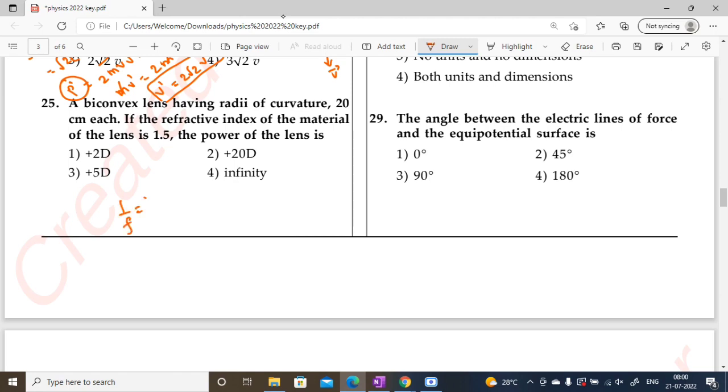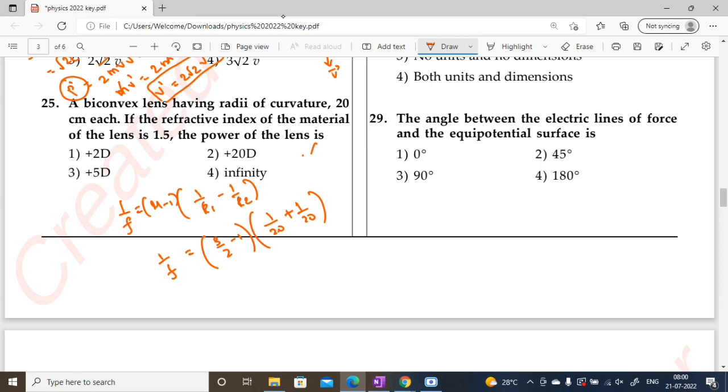So 1 by f equals mu minus 1 into 1 by R1 minus 1 by R2. On substituting, I'll be getting 1 by F equals 3 by 2 minus 1 into 1 by 20 plus 1 by 20. Why am I substituting plus 1 by 20? Because one radius of curvature will be positive, and the other will be negative.